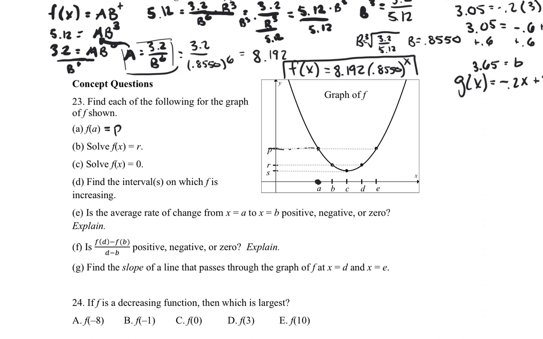Solve for f of x is equal to r. Since it's equal to r, we know that's a y value. I'm going to go to my y value and see where that is. Oh, it touches the graph here. So go down. It looks like it touches at x equals b. But if we keep going, we can see it touches it again here. So if we go down, it touches there. So we have to include d.